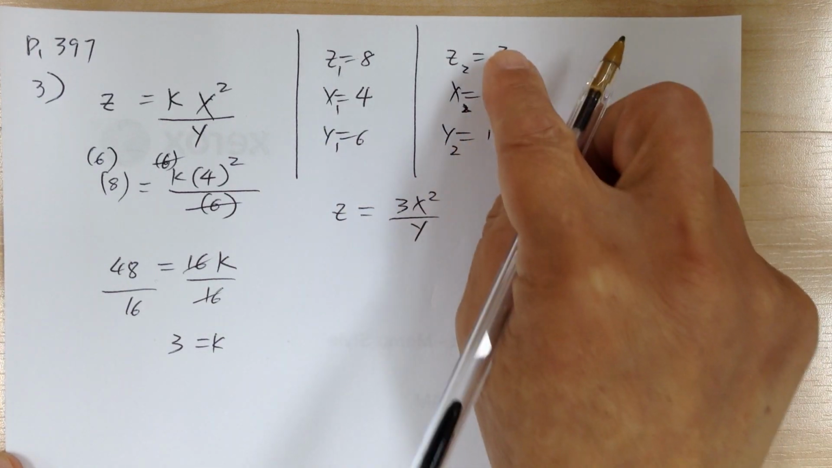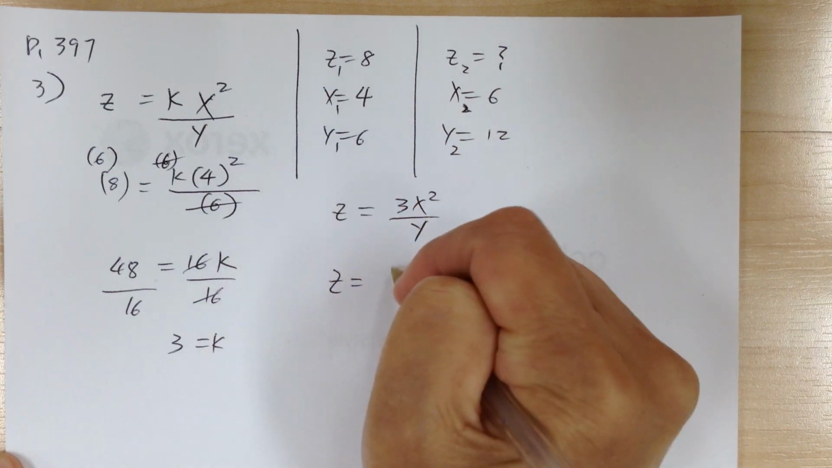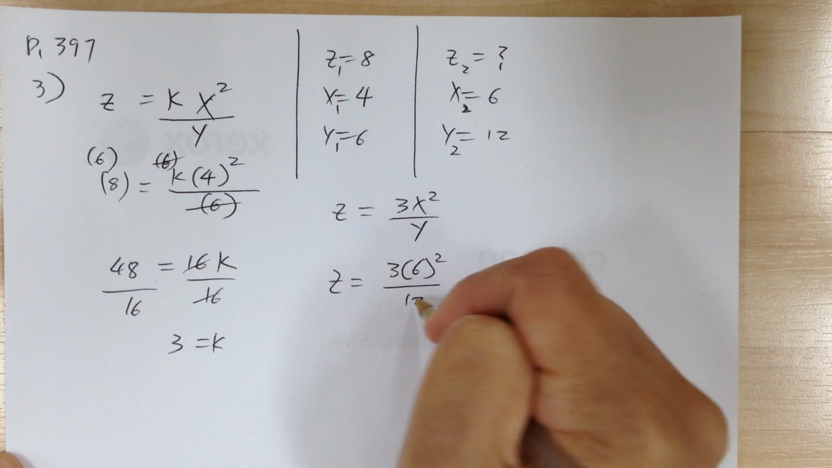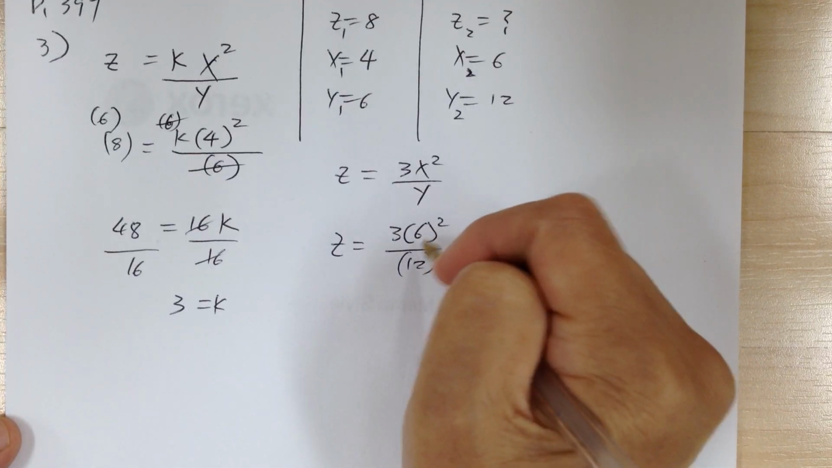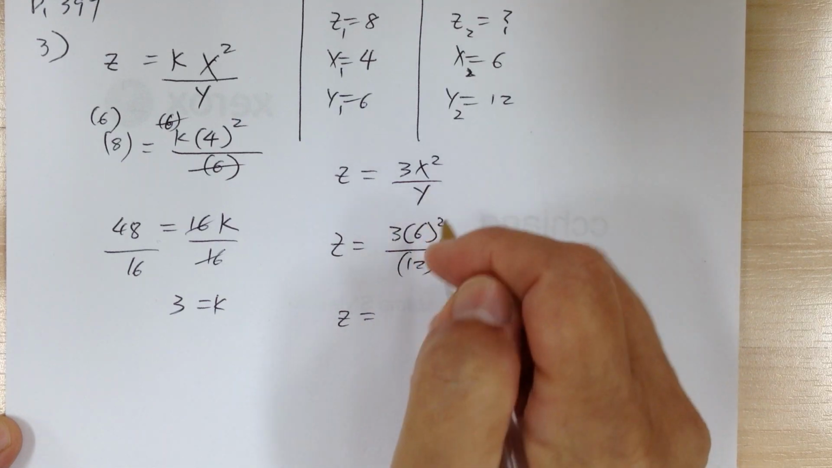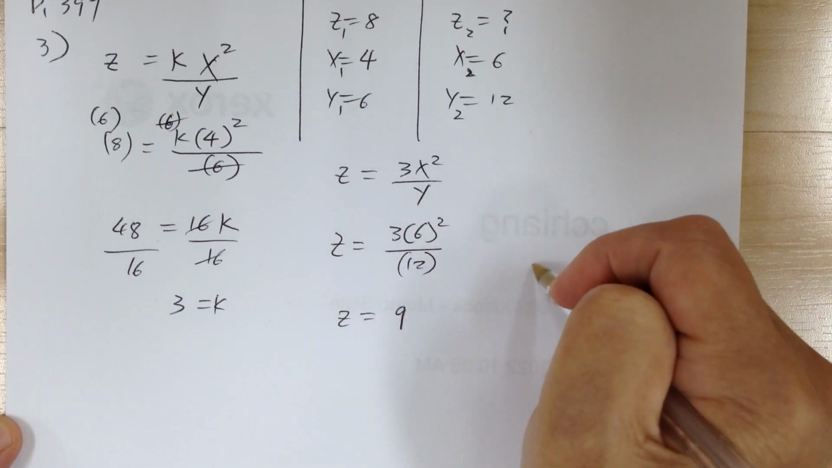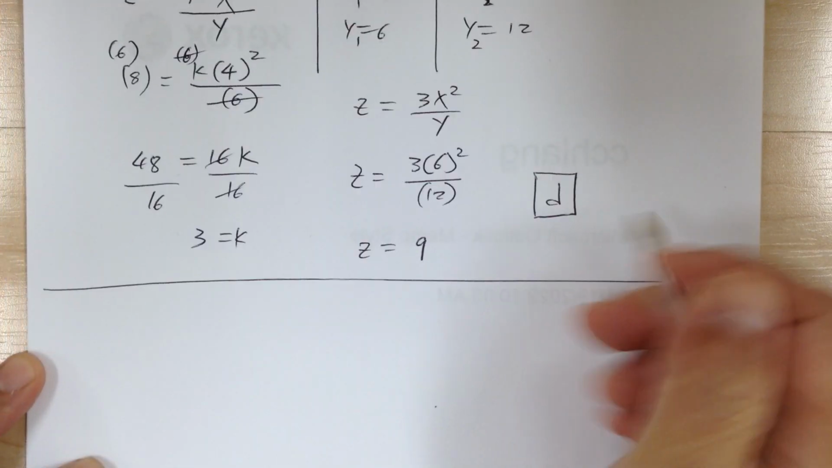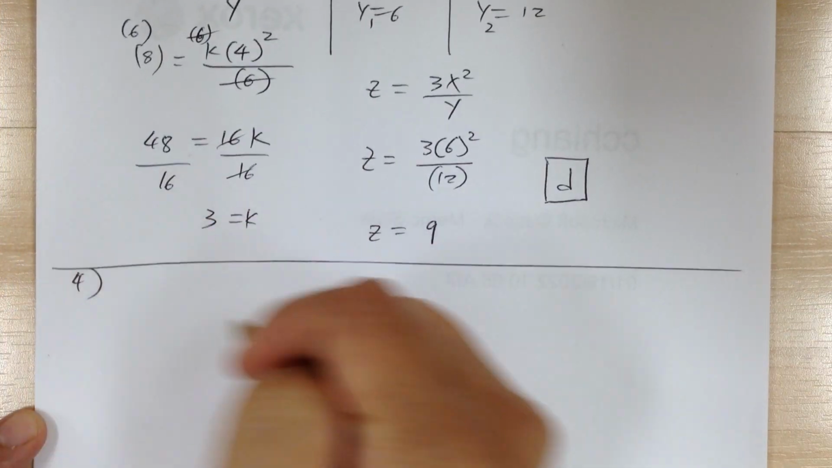Now you can use your equation to solve. So you got z equal to 3 times 6 squared over 12. So you get your calculator, punch in the numbers. Okay, so you're going to get z equal to 9. So your answer would be D. Okay, number 4.